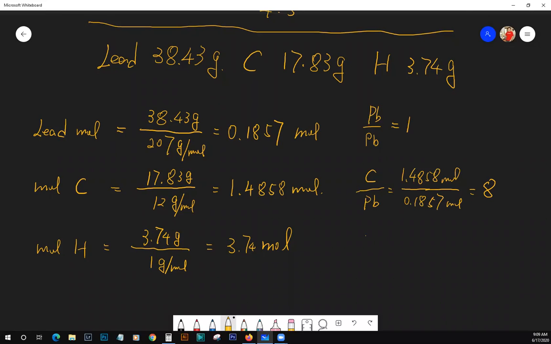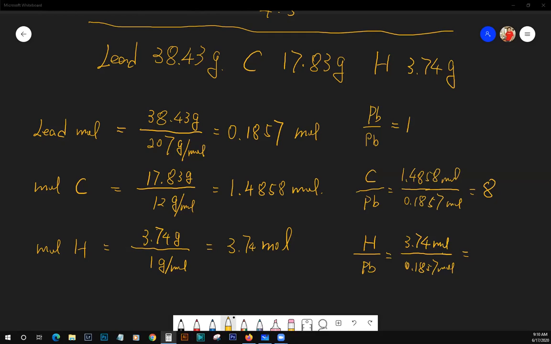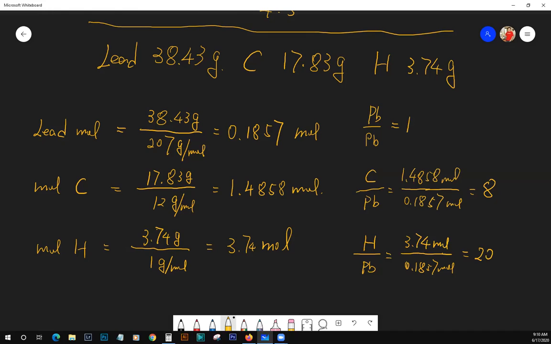Okay, the next part, hydrogen divided by the lead. Hydrogen divided by lead is 3.74 mole divided by 0.1857 mole. Okay, 3.74 divided by 0.1857. So what I have is a 20. Okay, what I have is 20.